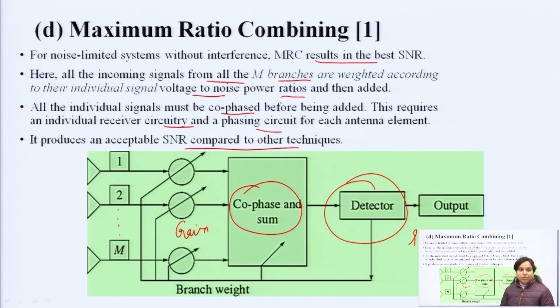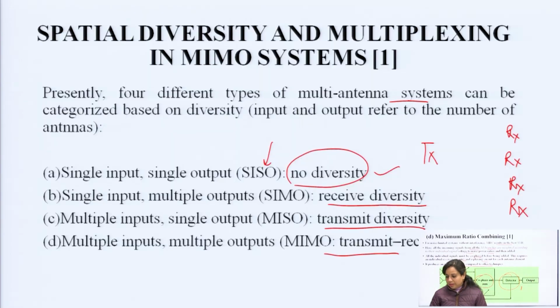Now, we have seen three different combining techniques. The last is the maximum ratio combining, where the maximum value has to be selected, which will produce a better signal to noise ratio. Now, this is calculated by using a detector which is connected in the feedback path. So, this is the maximum ratio combining technique.